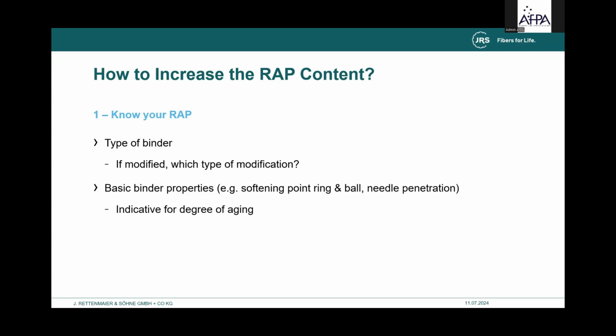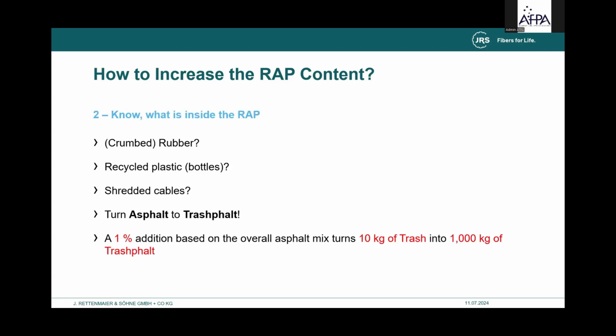So how to increase RAP content? Of course, you should know what your RAP is and what's inside your RAP. So the type of binder which is used: is it a modified binder? If so, which type of modification is used? At least carry out some basic binder tests, such as softening point ring and ball, which should be indicative to somehow identify the degree of aging of your bitumen. Simply, you should know what is inside the RAP.